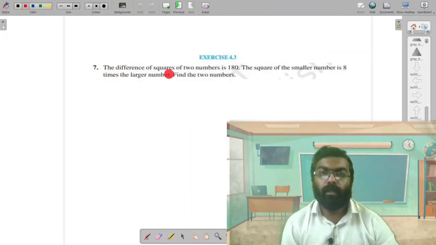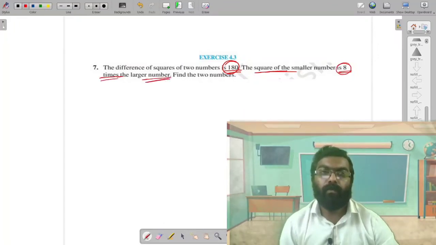The difference of squares of two numbers is 180. The square of the smaller number is 8 times the larger number. Find the two numbers. We are given the difference of squares of two numbers as 180, and the square of the smaller number is 8 times the larger number. You have to find the two numbers.